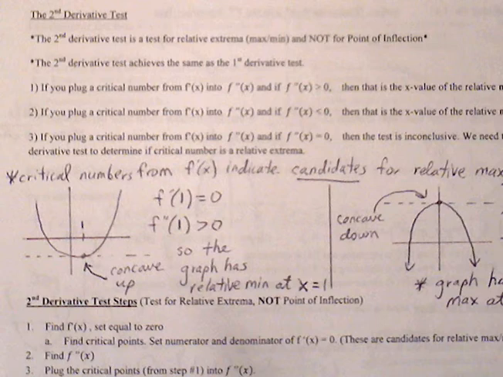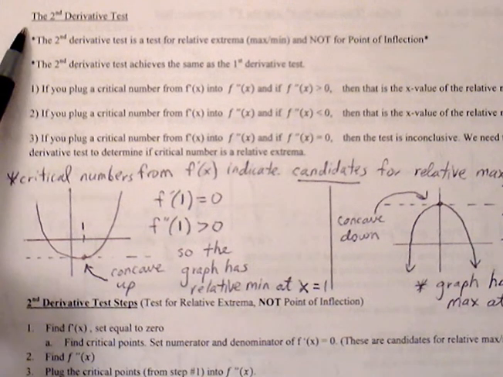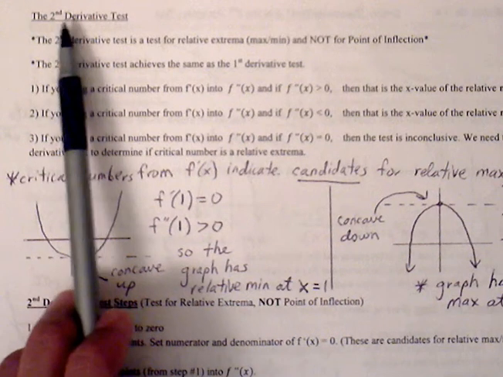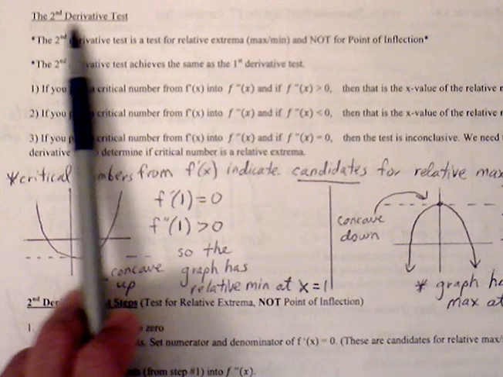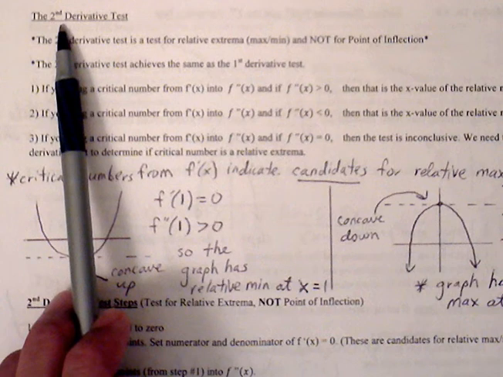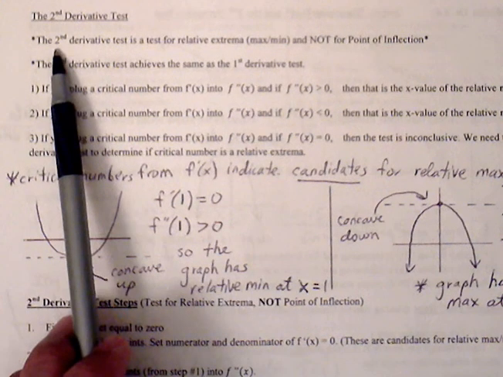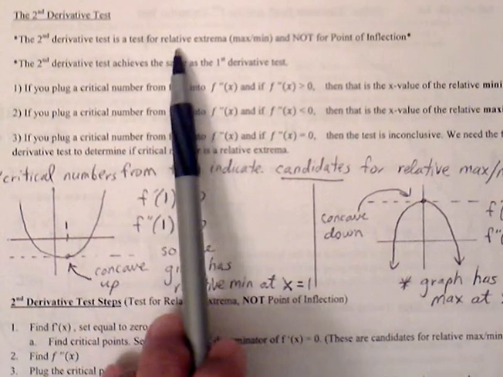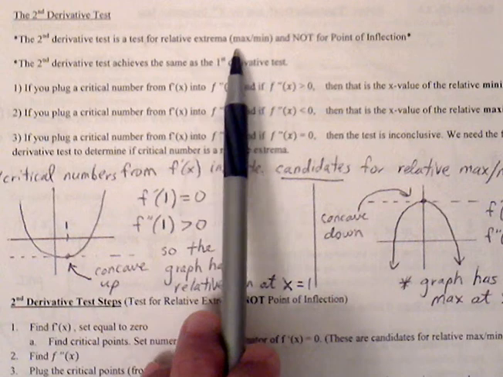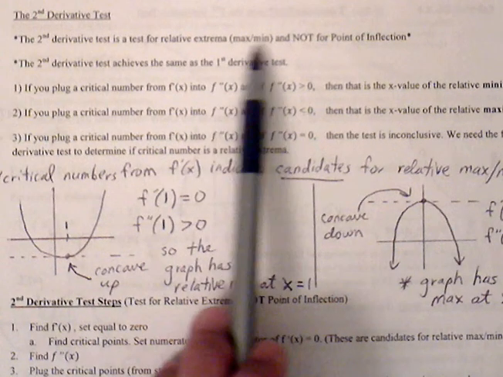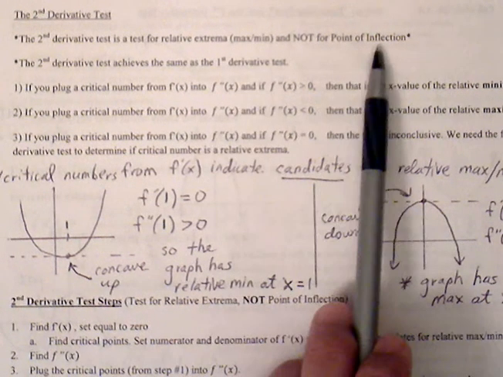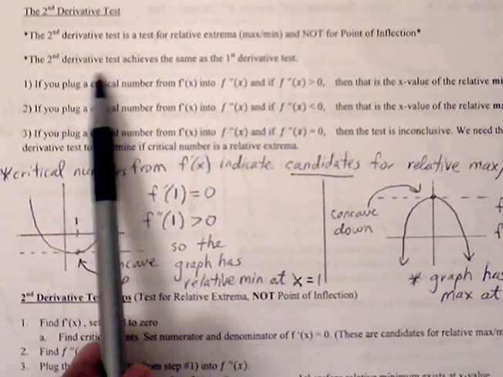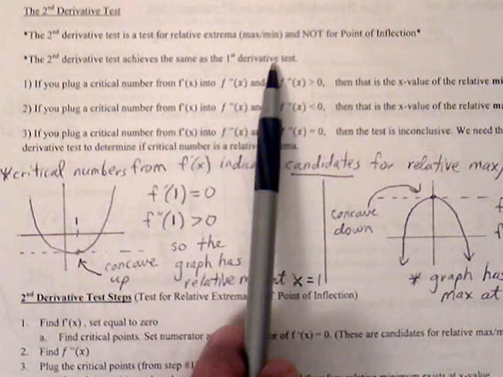The second derivative test, this name is a little bit misleading because this does not tell us anything. We use a second derivative, but this does not tell us anything about concavity or point of inflection. What the second derivative test is referring to is a test to determine relative extrema, the relative maxes and relative mins, the hills and valleys of the graph, and not for the point of inflection or concavity. So basically, this second derivative test achieves the same result as the first derivative test.